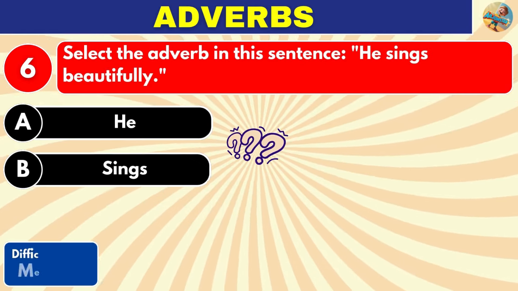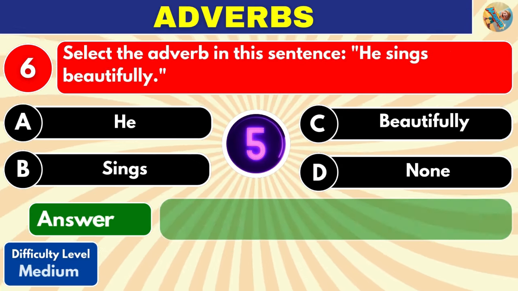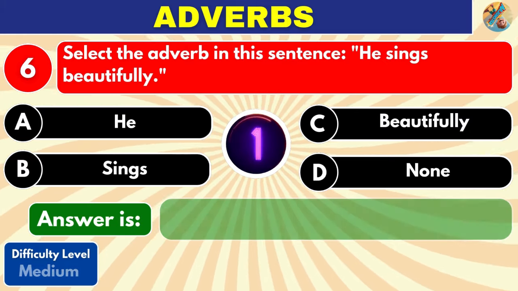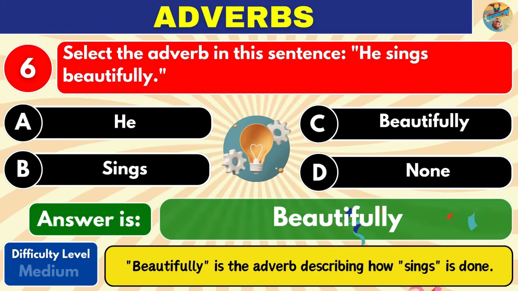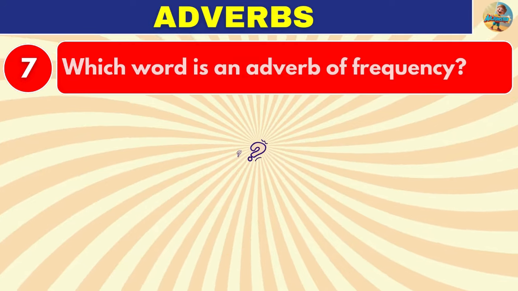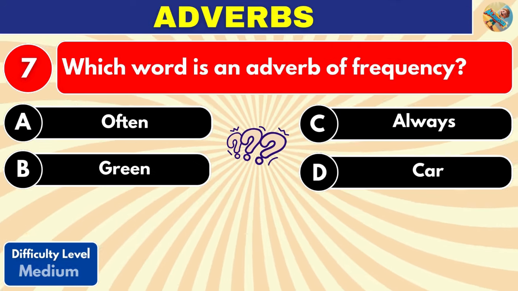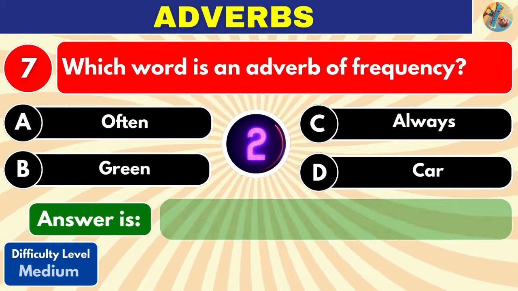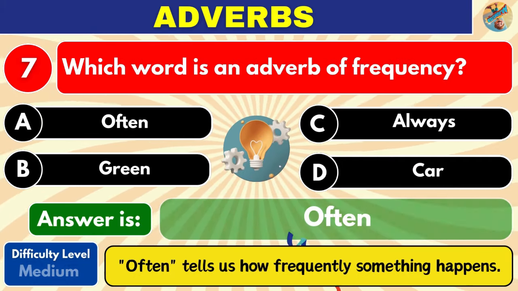Question 6 is select the adverb in this sentence. He sings beautifully. Answer 6 is beautifully. Question 7 is which word is an adverb of frequency? Answer 7 is often.